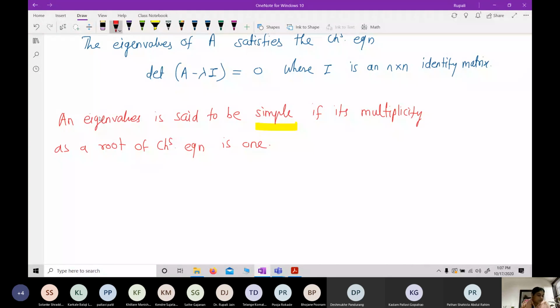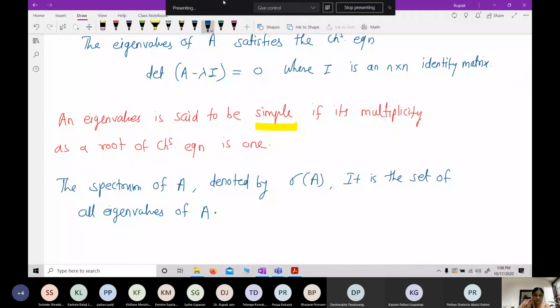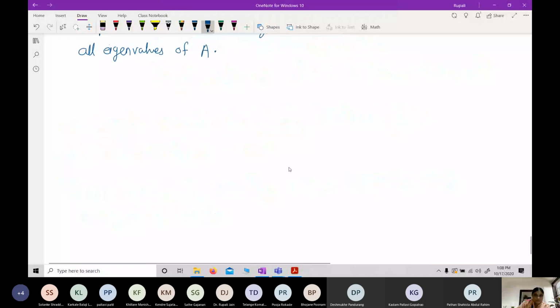And another definition is the spectrum of A. The spectrum of A is denoted by sigma of A. It is the set of all eigenvalues of A. The spectrum of A is nothing but the set of all eigenvalues of A.